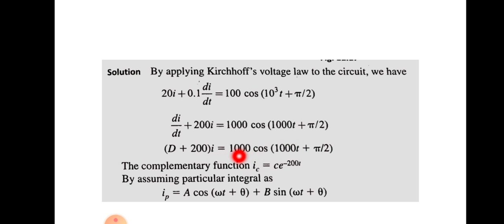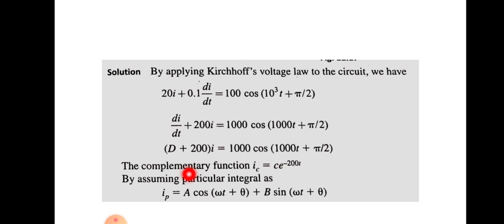The first one is the complementary function. The second one is the particular integral. So you should remember the complementary function. That will be IC equal to C into e raised to minus t into R by L, where R is 20 and L is 0.1. So R by L equal to 200.